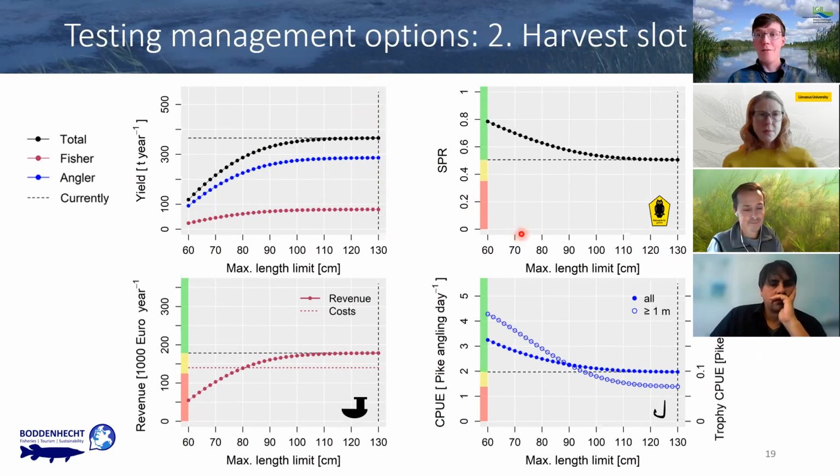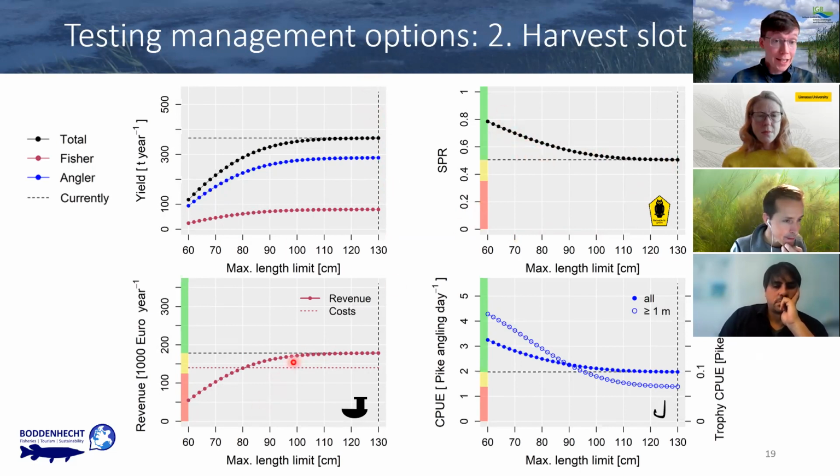Okay, thanks. And if we decrease the maximum length limit, we would have a positive effect here on the stock and a negative one on the revenue. So I have to say here that the harvest slot is in this scenario for both, so for fishermen and anglers. So that's why the revenues decrease here. But we would have a positive effect on the trophy catch rate and the general catch rate here.